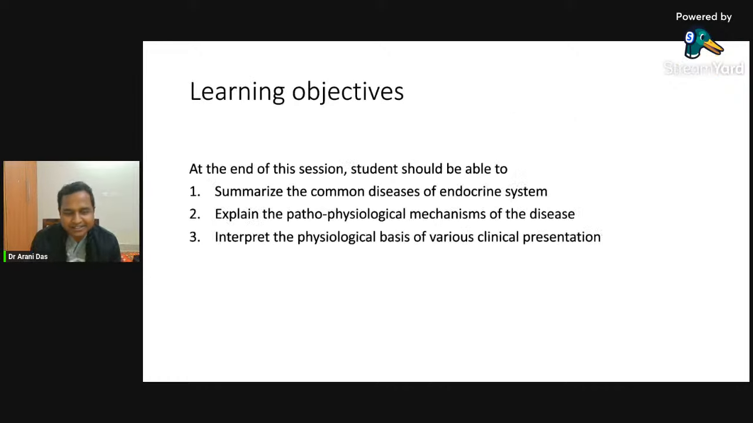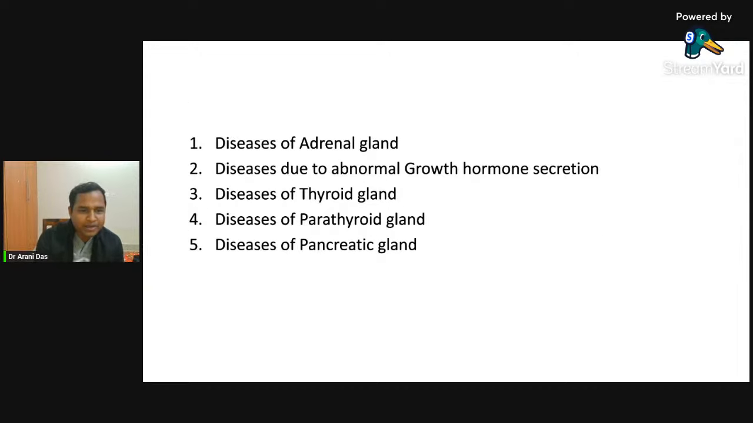The learning objective of this session is to summarize the common diseases of the endocrine system. I want the students to be able to explain the pathophysiological mechanism of the disease at the end of this session, and interpret the physiological basis of various clinical presentations of those diseases. Today's topic I divided into diseases of the adrenal glands, diseases due to abnormal growth hormone secretion, diseases of the thyroid gland, parathyroid gland, and pancreatic gland.